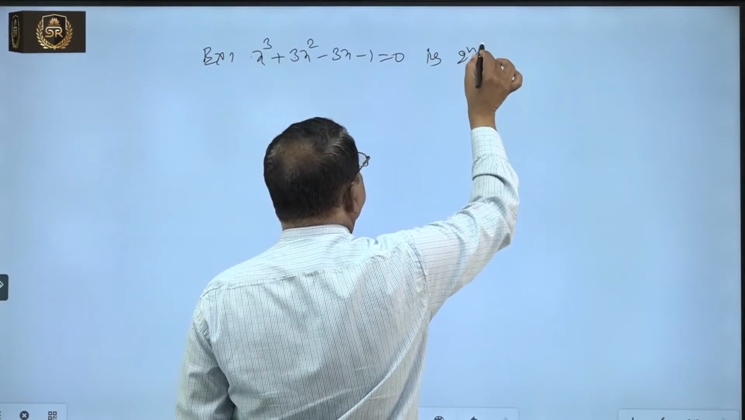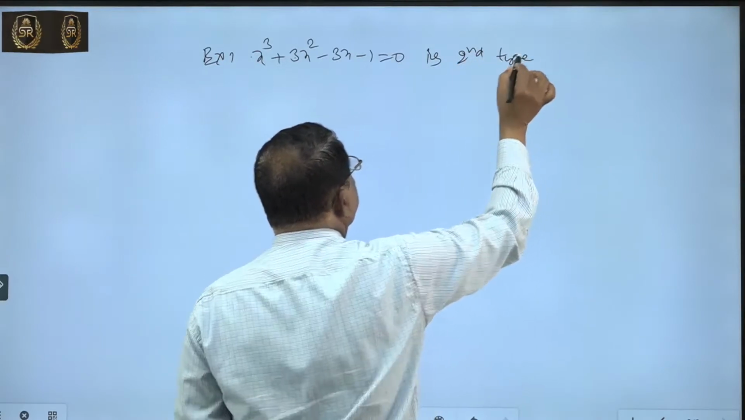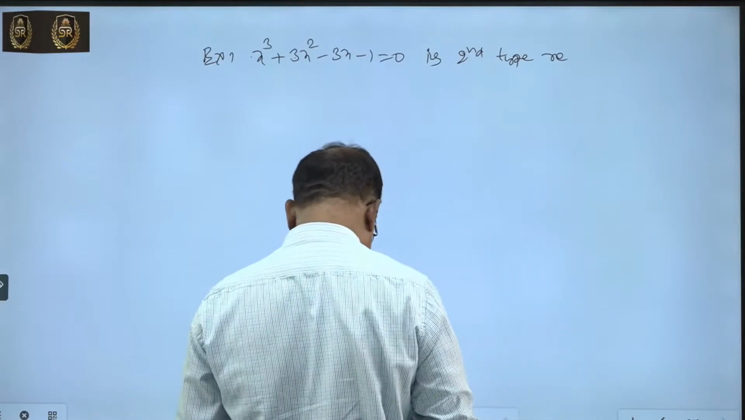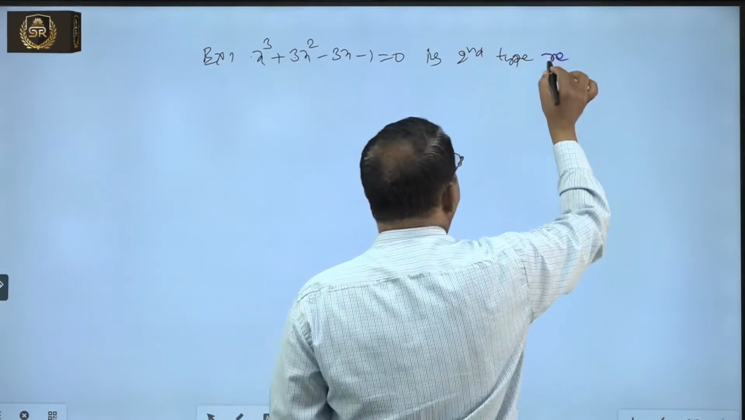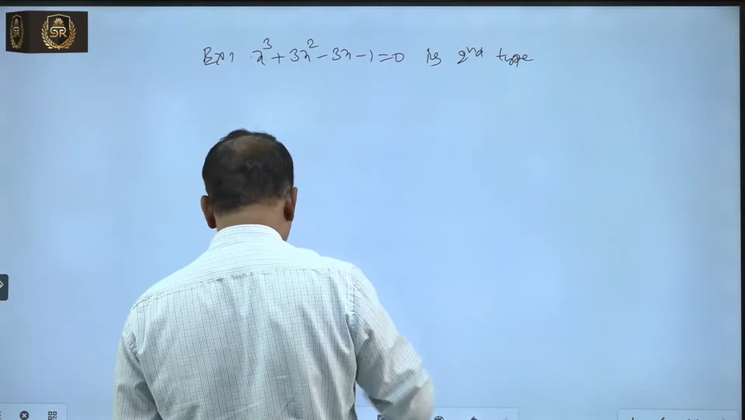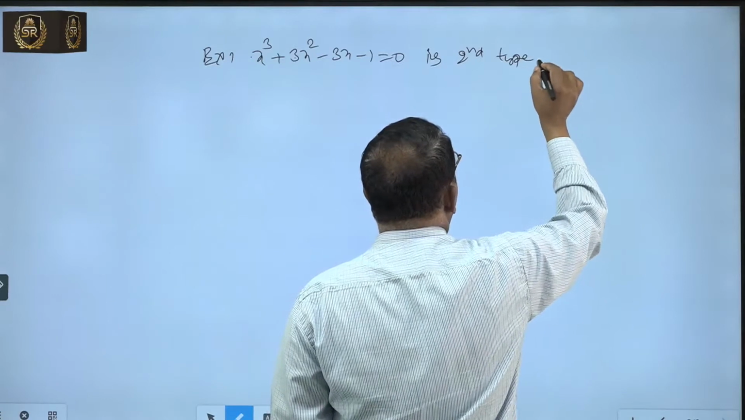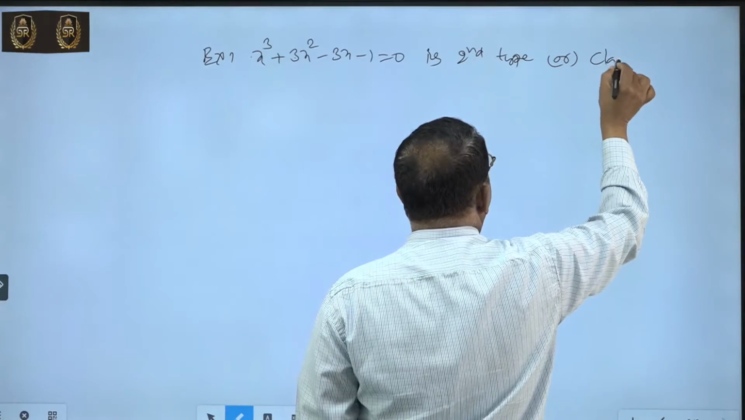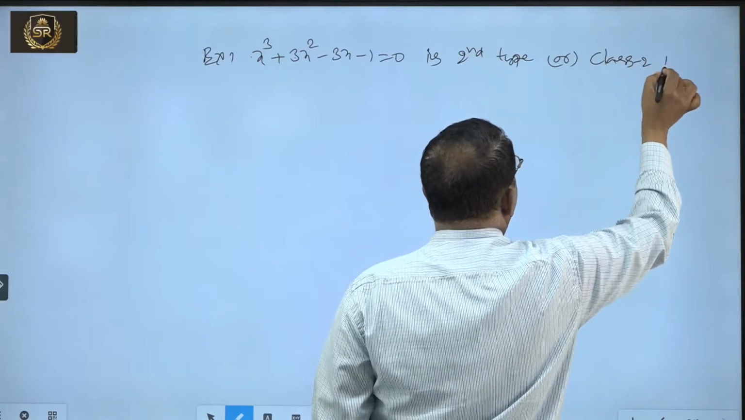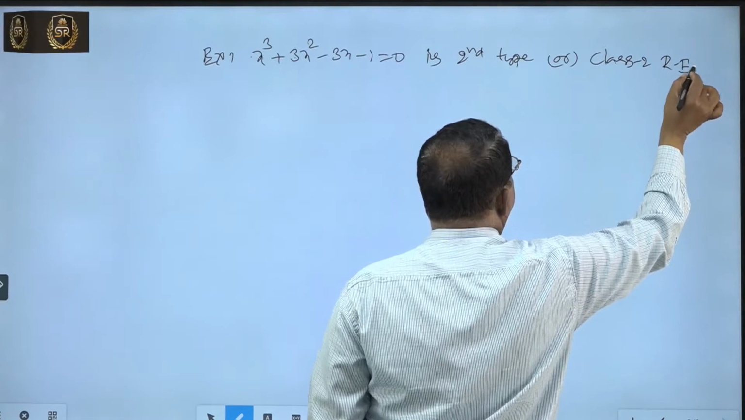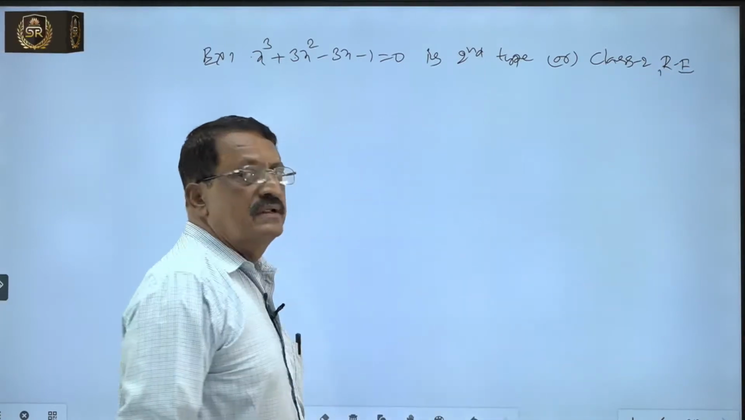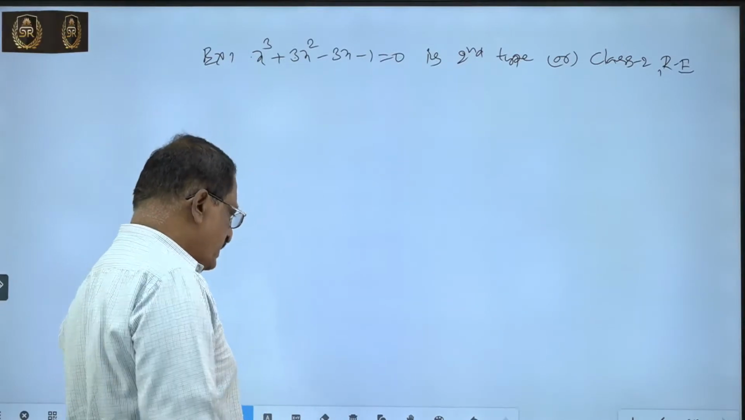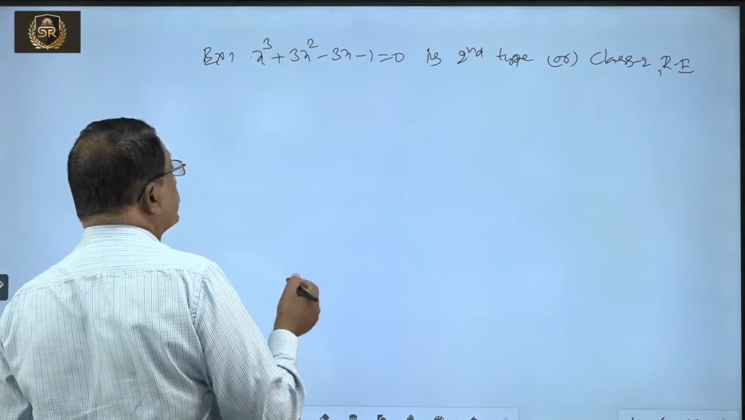Now the second type, or class 2 reciprocal equation. Reciprocal equation, second type or class 2 reciprocal equation. Next.